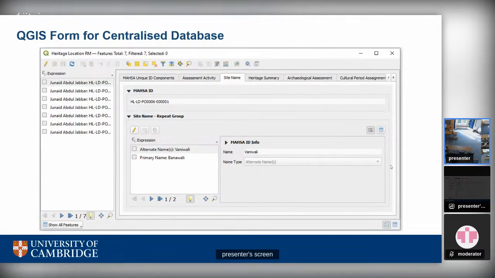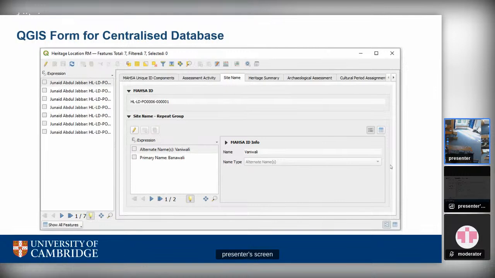On the left-hand side, you can see the person responsible for entering the data, the associated MASA ID. Then on the top, you can see all the cards available, like assessment activity, site name. These are all the branches of the resource model, basically. And because it's a relational database, you get an edit button for the site itself, and you can add more than one site name as a group.